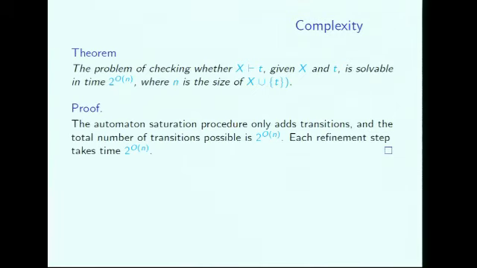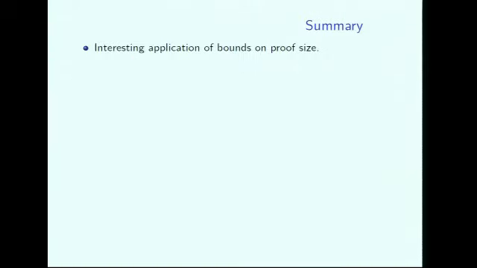So we can use all this to show that in fact the problem is solvable in exponential time, mainly because the automaton saturation procedure adds transitions, and the number of transitions that it can add is exponential, and each time the refinement step itself takes a singly exponential time, so the whole thing is 2 to the order n. So that gives you the tight bound.